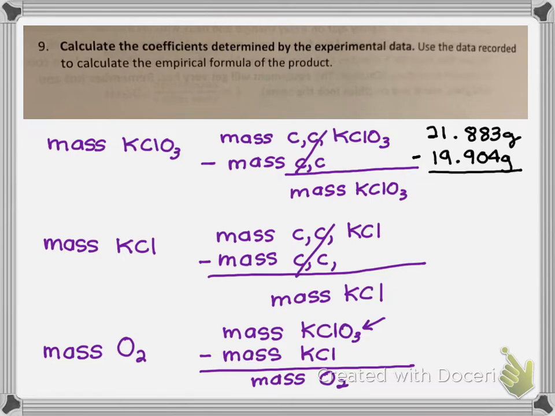So 21.883 minus 19.904, and I get 1.979 grams. Okay, so I'm going to take that number and do an example of some of the other calculations. You're going to have to do the other ones.